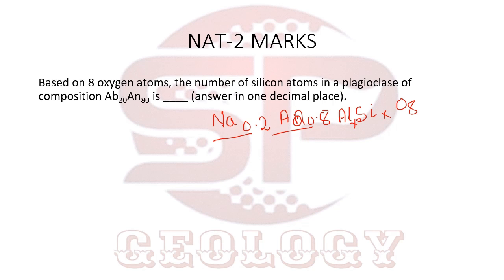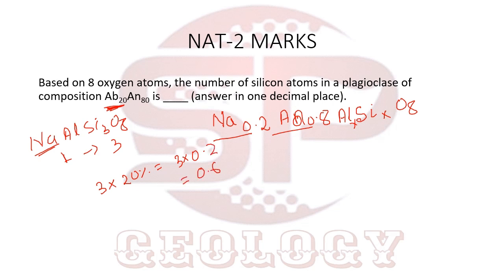If you know the composition of albite, that is NaAlSi3O8. So when sodium is 1, silicon is 3. Now here sodium is 20%, that means albite is 20%. So for albite, silicon will be 3 into 20%, that is 3 into 0.2, which is 0.6.